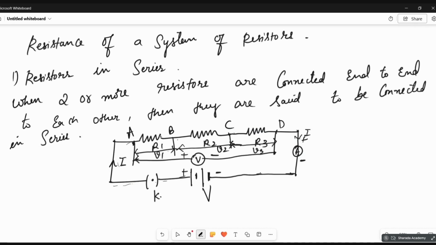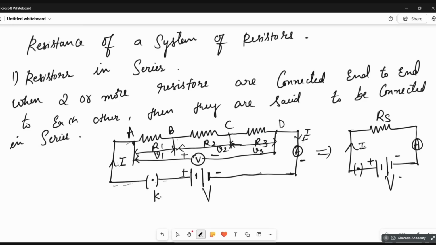See, I will remove all the three. Instead of that, I will put some RS, series equivalent resistor, such a way that for the same voltage V, keep ammeter also here. Okay, I should get the same current I. I will replace all the three and I will try to put one equivalent resistor such a way that I should get the same current I for the same voltage V. So what is that equivalent resistance? That we will try to calculate.